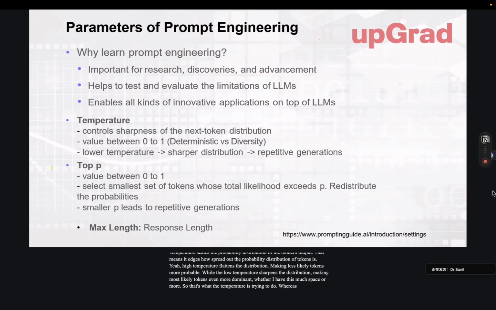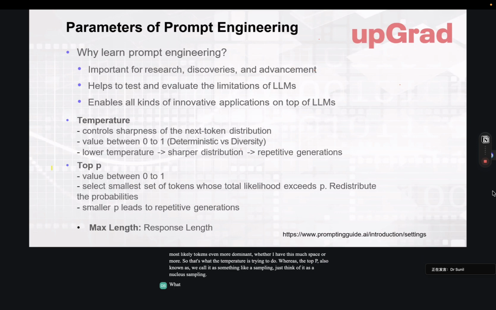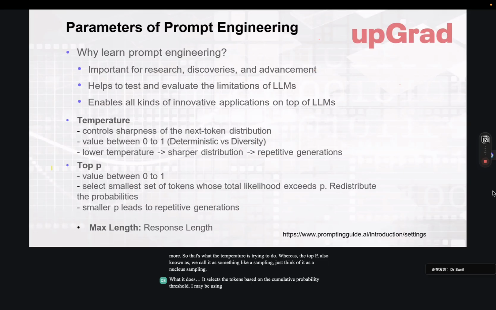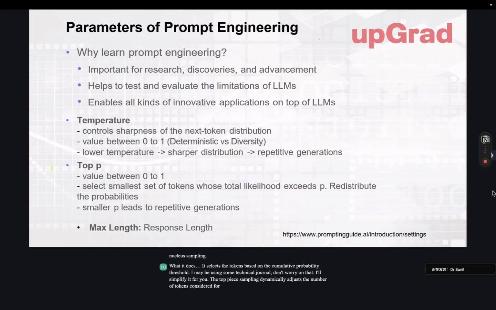Whereas top P, also known as sampling, just think of it as nucleus sampling. What it does is select the tokens based on a cumulative probability threshold. I may be using some technical jargon, don't worry about that. I'll simplify it for you. Top P sampling dynamically adjusts the number of tokens considered for generation. Whether the cumulative probability and all, you forget about that, right? We don't want to make it that complicated.